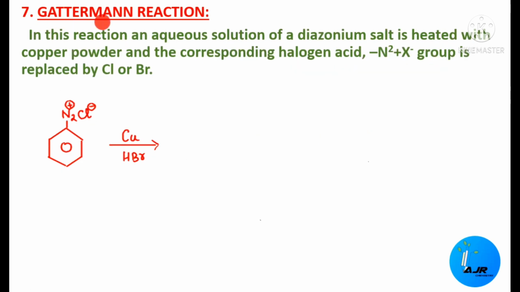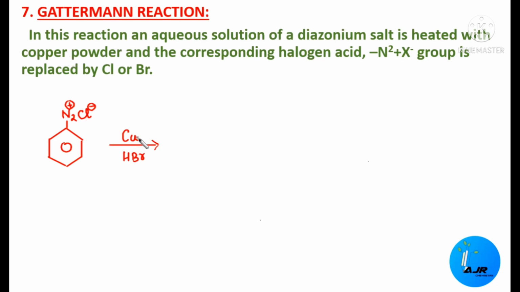See, the next important reaction is the Gattermann reaction. In this reaction, an aqueous solution of diazonium salt is heated with copper powder and the corresponding halogen acid. So the N2Cl minus group in the diazonium salt will be replaced by either chlorine or bromine. If you want to substitute with bromine, then you should take HBr. If you want to substitute with Cl, then you should take HCl. Understood? In the previous one, Sandmeyer's reaction, we took cuprous chloride or cuprous bromide, but here we are taking copper powder. So Gattermann's reaction is a modified Sandmeyer's reaction.